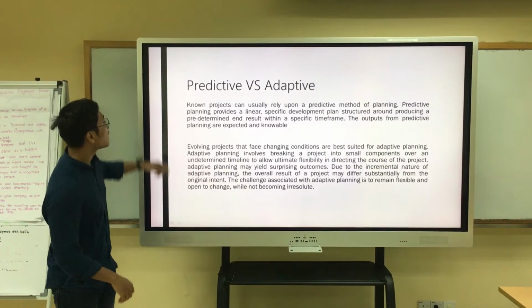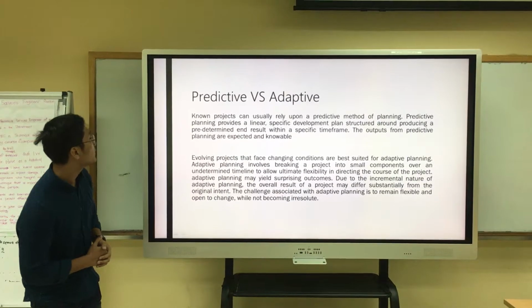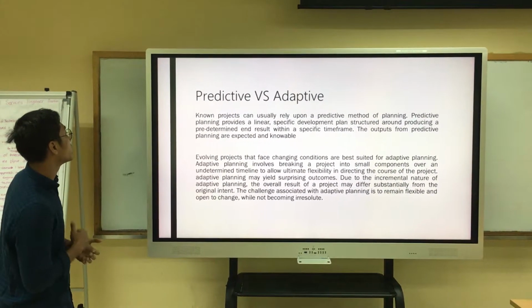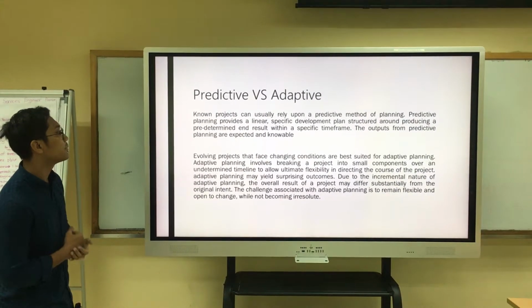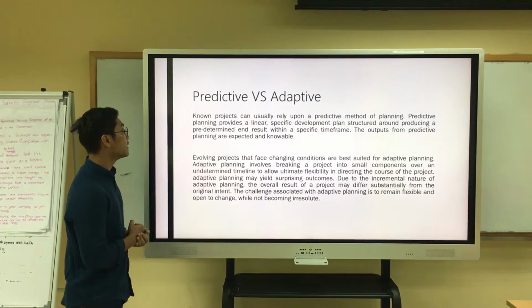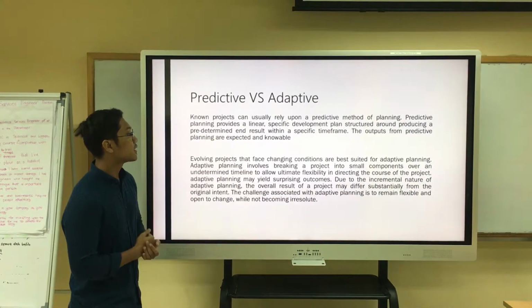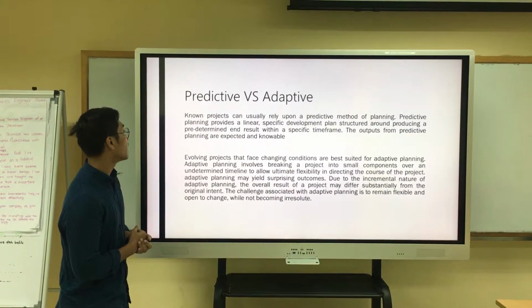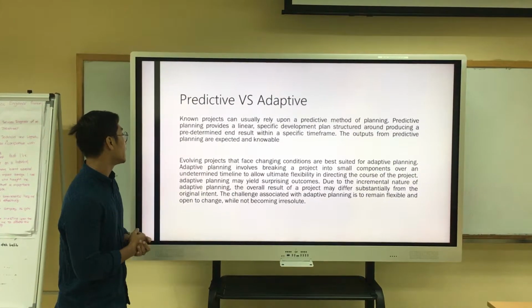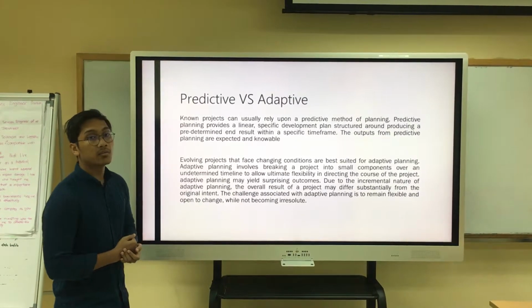So next slide is predictive versus adaptive. The difference between predictive and adaptive is that non-projects can usually rely upon a predictive method of planning. Predictive planning provides a linear, specific development plan structured around producing a predetermined end result within a specific time frame. The outputs from predictive planning are expected and knowable.